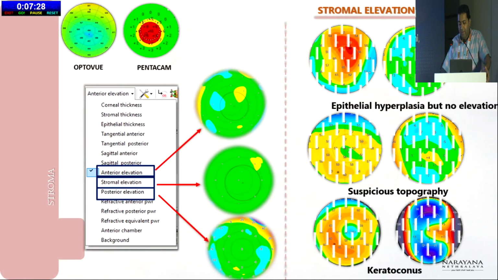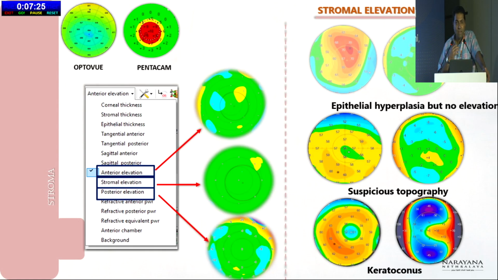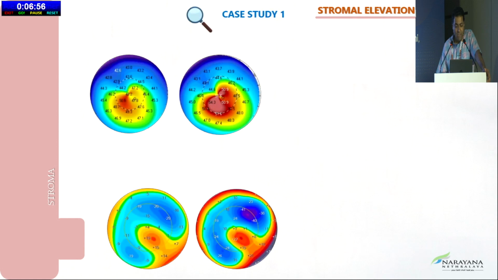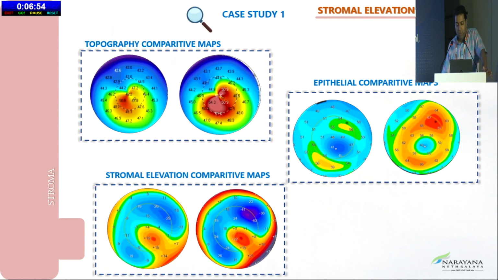Stroma imaging started getting a lot of interest again after MS39 came into the picture. It's just software driven. What it does is take out the epithelium virtually and then give you the elevation of your stroma. For example, without the epithelium, this is how much elevation you see. This is a true elevation, because many times the epithelium will mask the whole structures. And you can look at it from a surgical outcomes perspective. You can look at what is happening, especially in keratoconus.